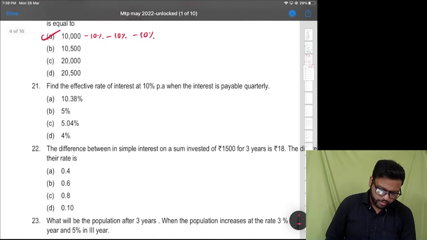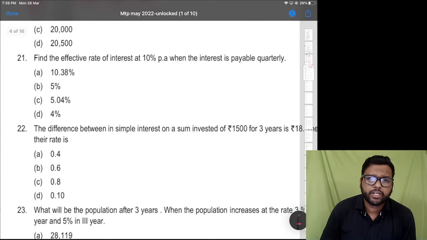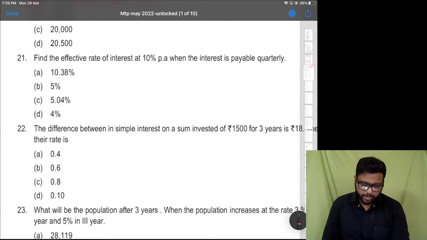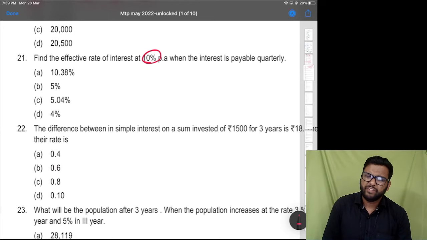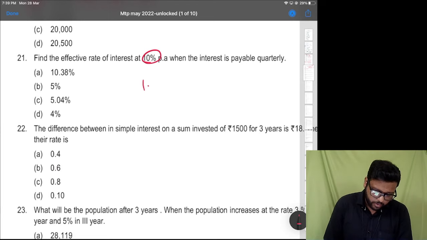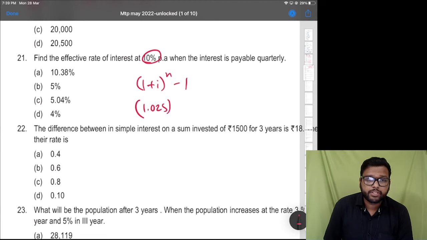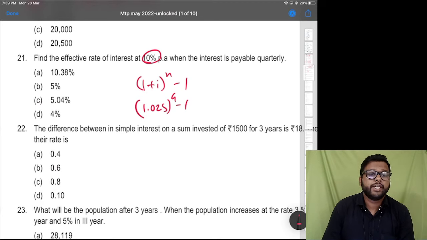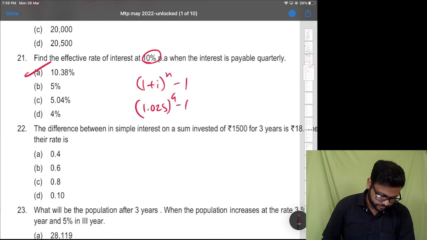Next, find effective rate of interest at 10% per annum when interest is payable quarterly. So quarterly means we have to divide it by 4, so 2.5%. We have the formula of effective interest, right? 1 plus I raised to n minus 1 for 1 year. So 1.025, 2.5%. Raised to n, there are 4 quarters in a year, minus 1. So 1.025 raised to 4 minus 1. That is 10.38%, option A.